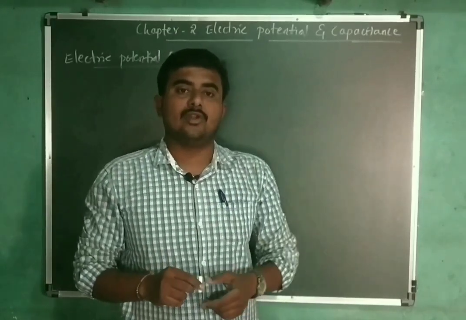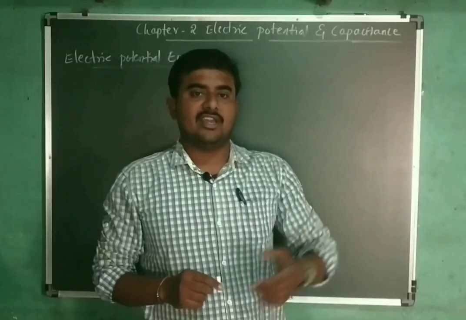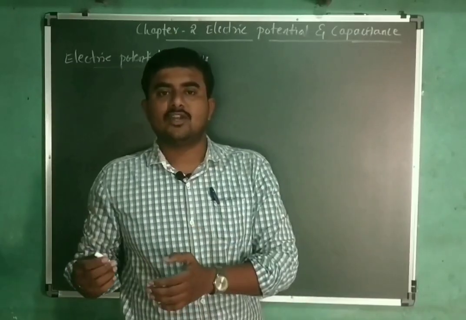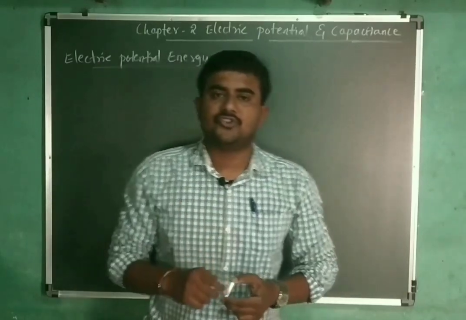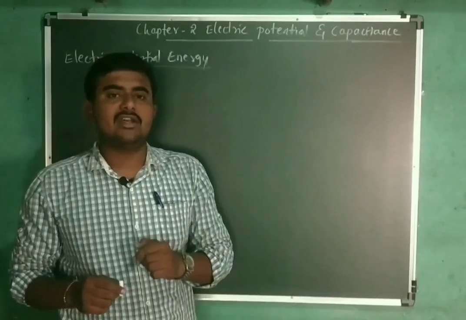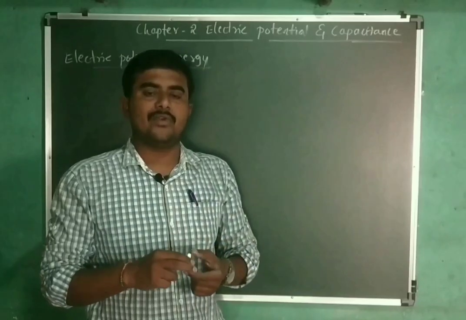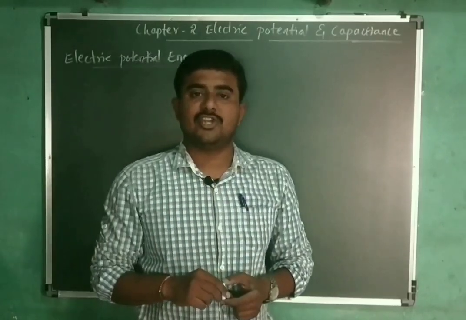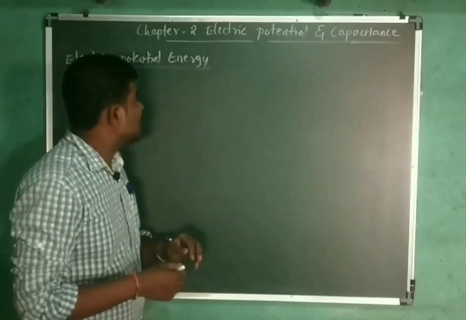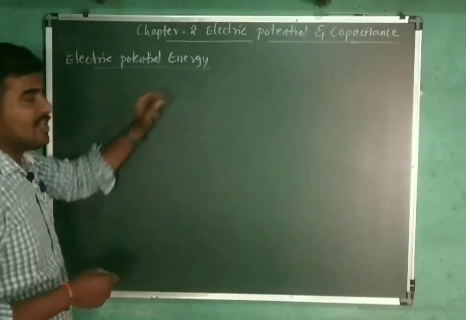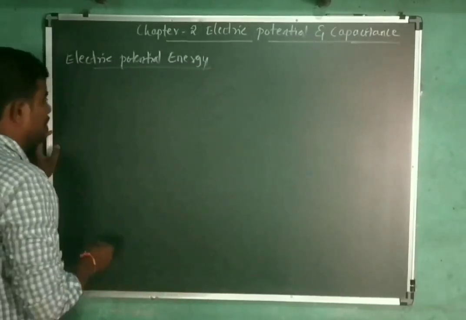the energy stored will be gravitational potential energy. If a body does certain work against the electric field, then the energy stored will be electric potential energy. Or if a body does certain work against the magnetic field, then the energy is said to be magnetic potential energy. So let us understand potential energy. For this we shall consider one example.